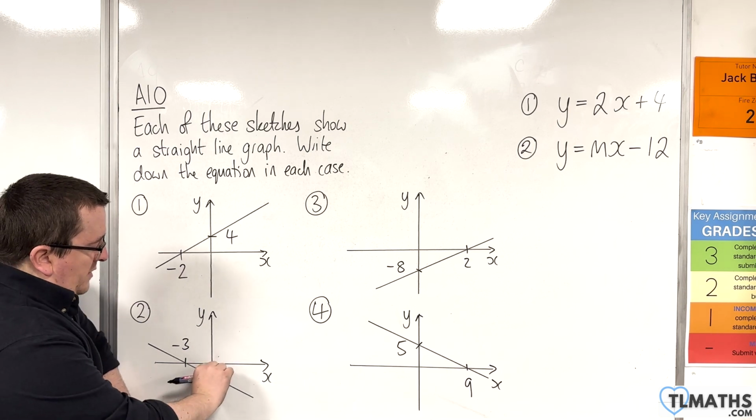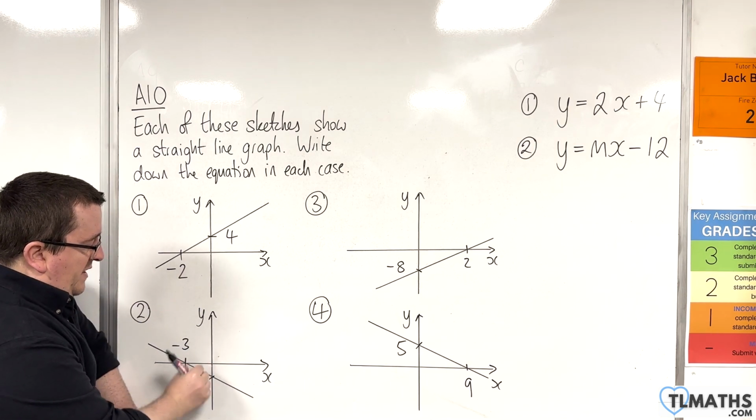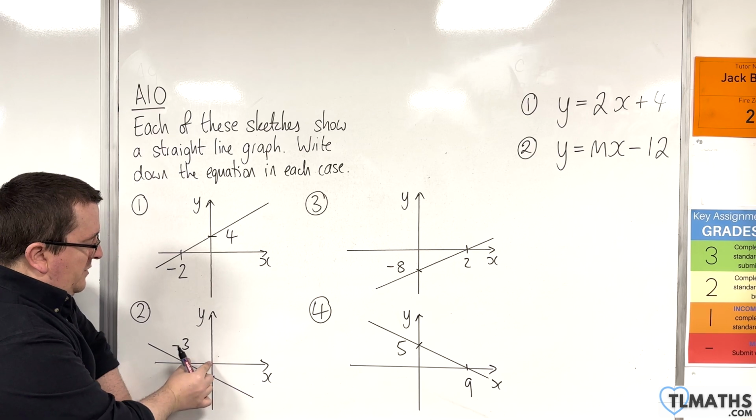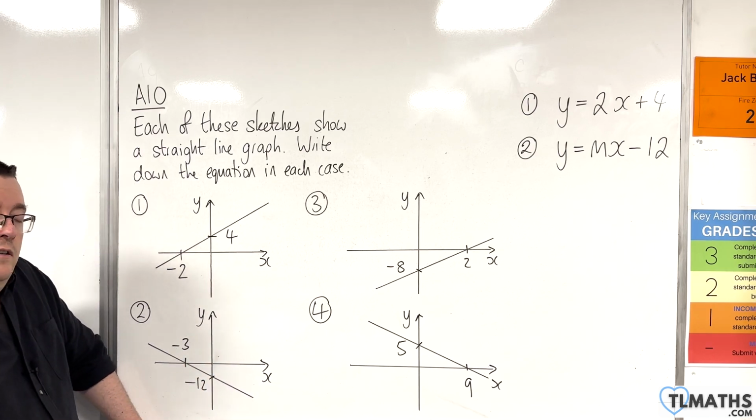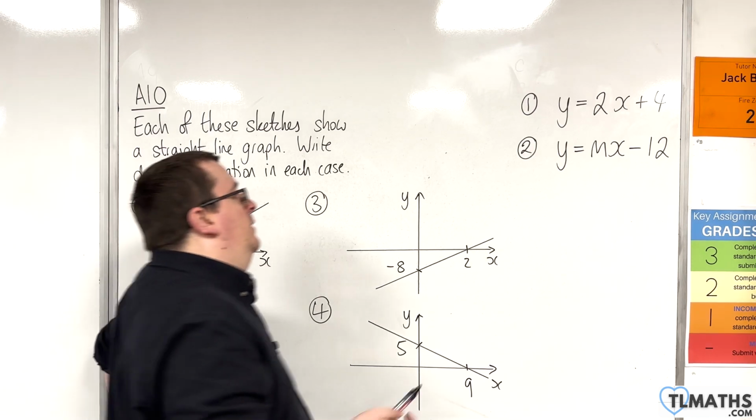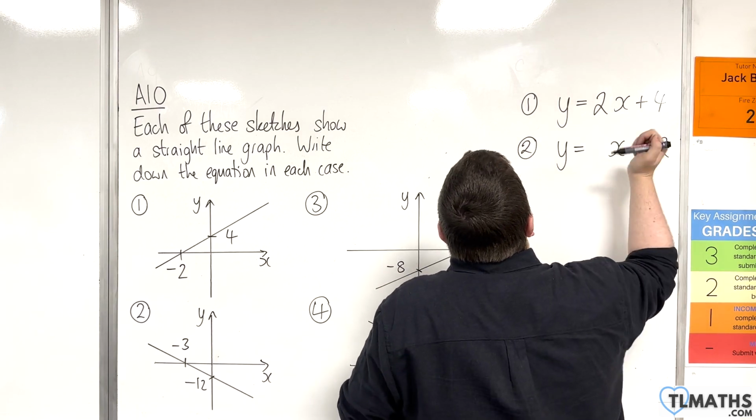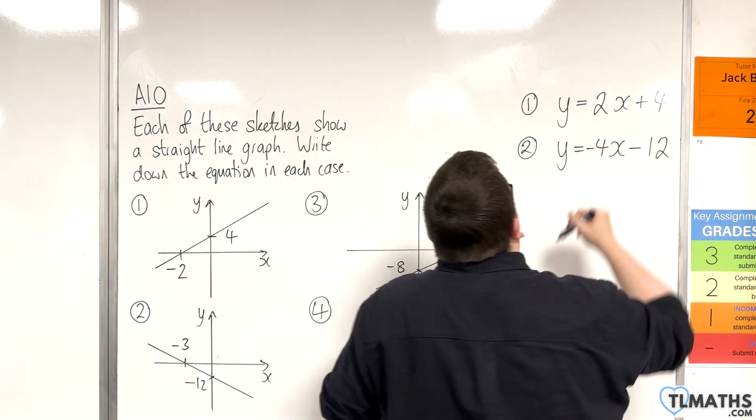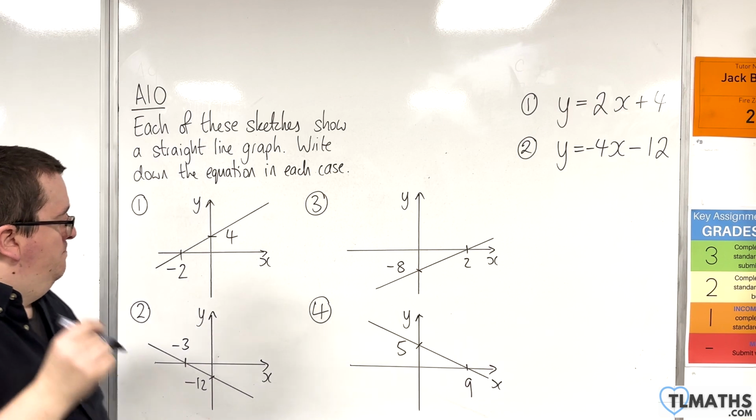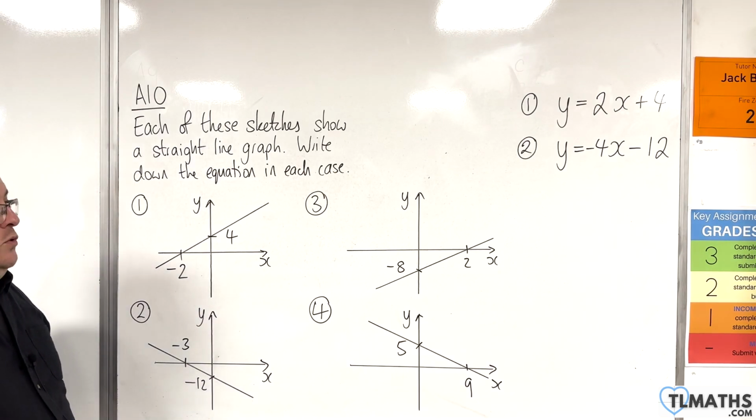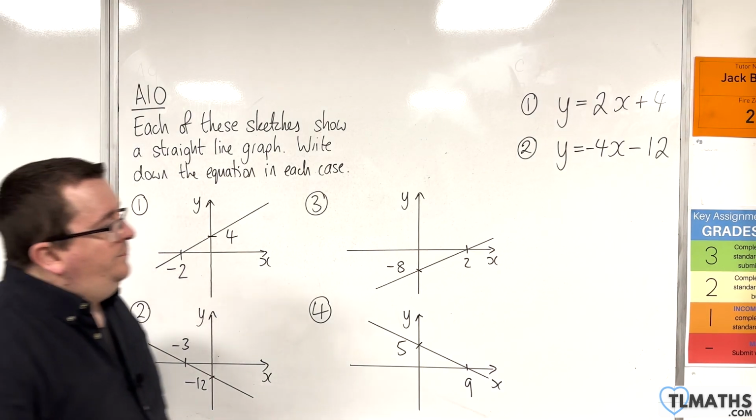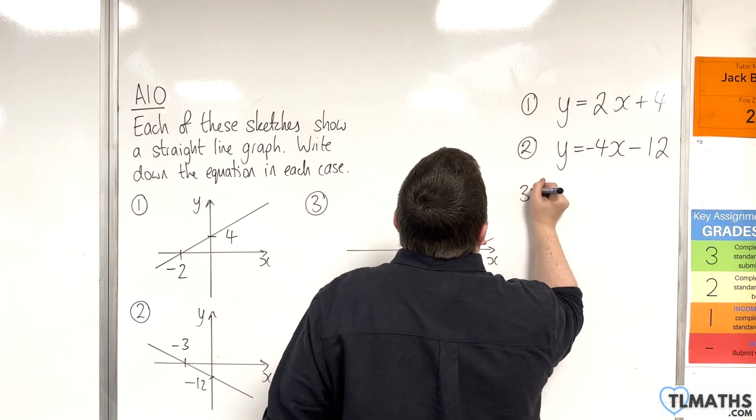So if we do the difference in the y divided by the difference in the x, so that's 12 divided by 3, so 12 divided by 3 is 4, so that must be -4. So it's y equals -4x take away 12. How about number 3?